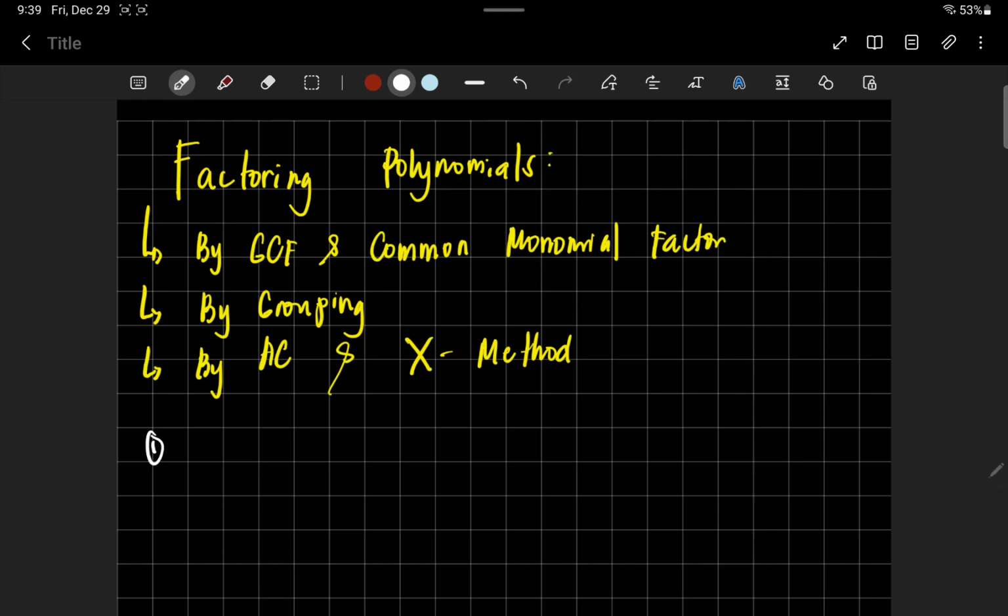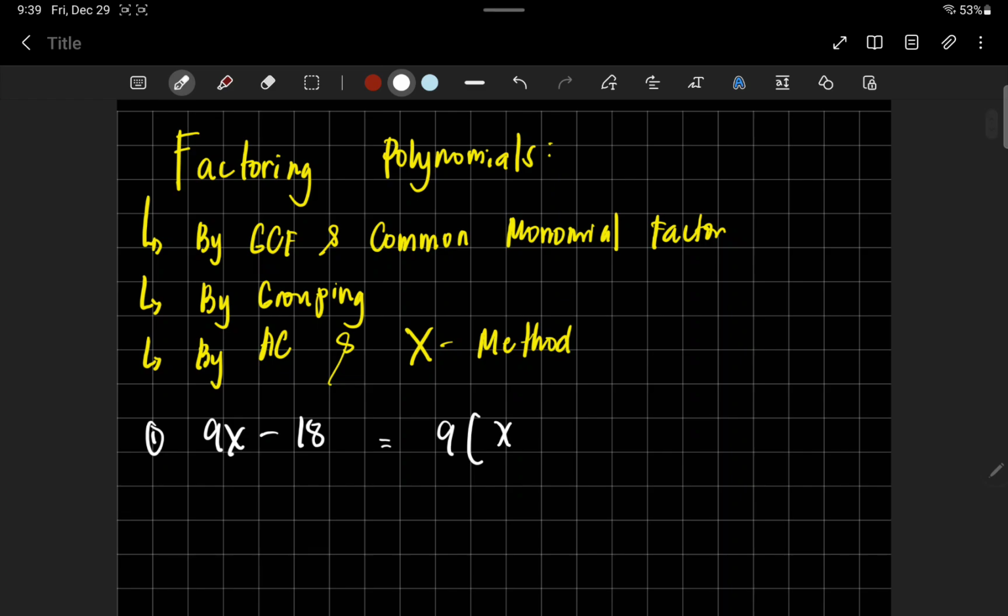So if we have 9x minus 18, observe the first term and the second term. What is their common factor? In this case, the common factor of the first term and the second term is 9. And from that, we're going to divide each term by our common factor. 9x divided by 9 is x. And negative 18 divided by 9 is negative 2. So therefore, the factored form of 9x minus 18 is equal to 9 times x minus 2.